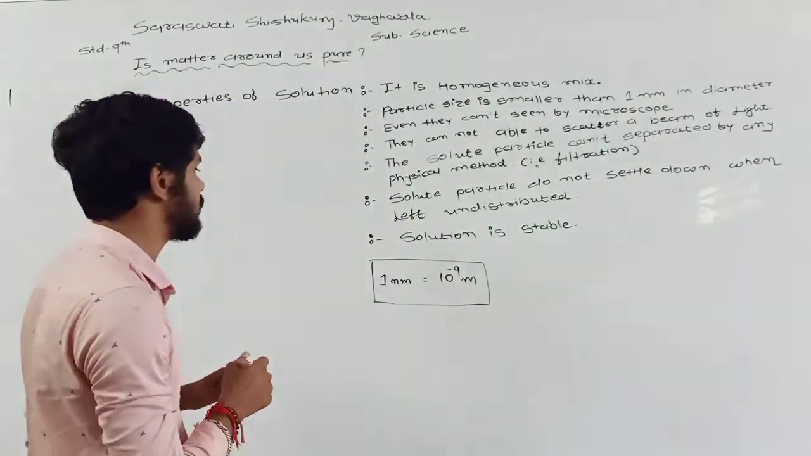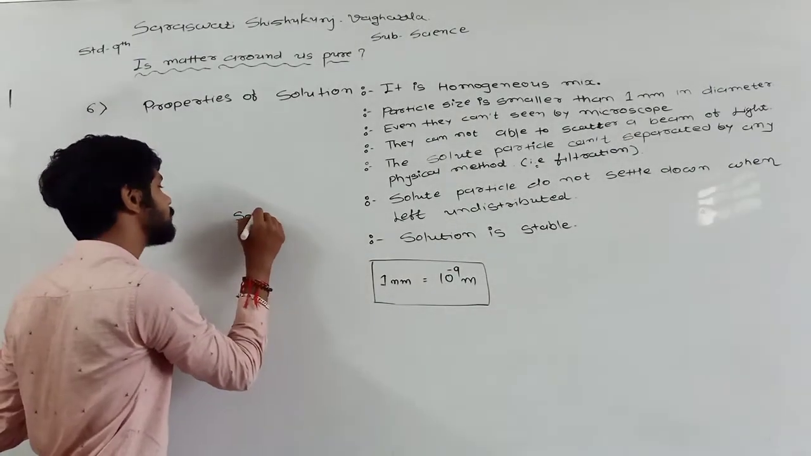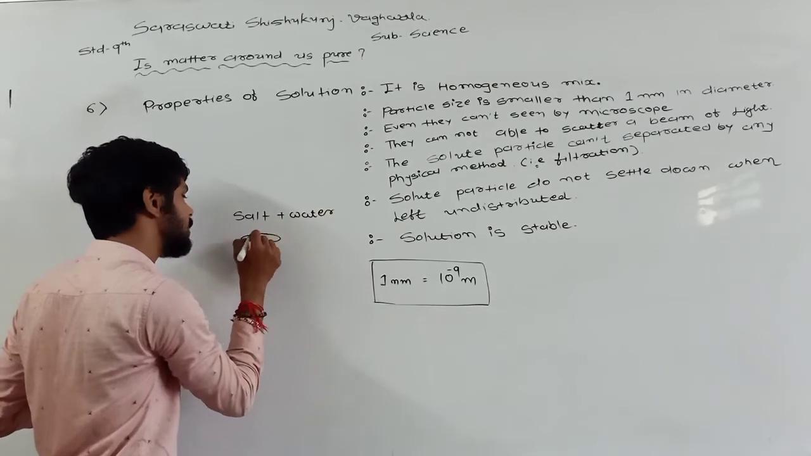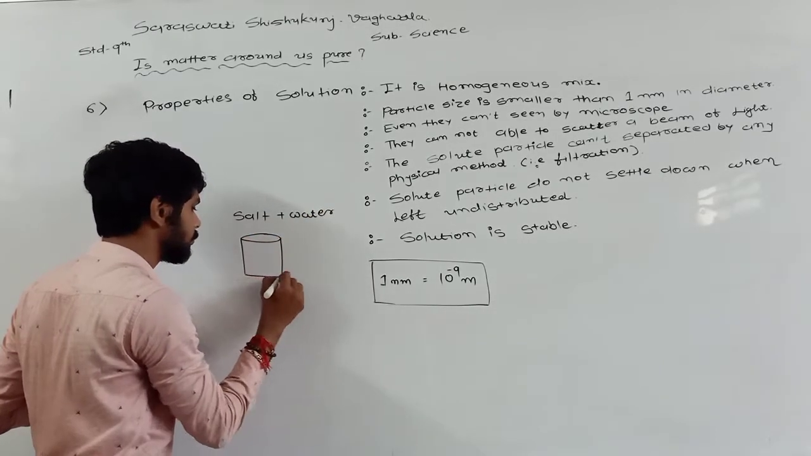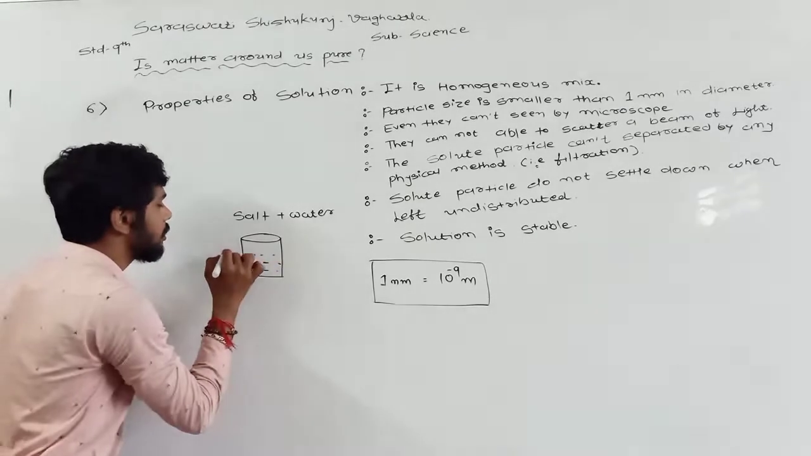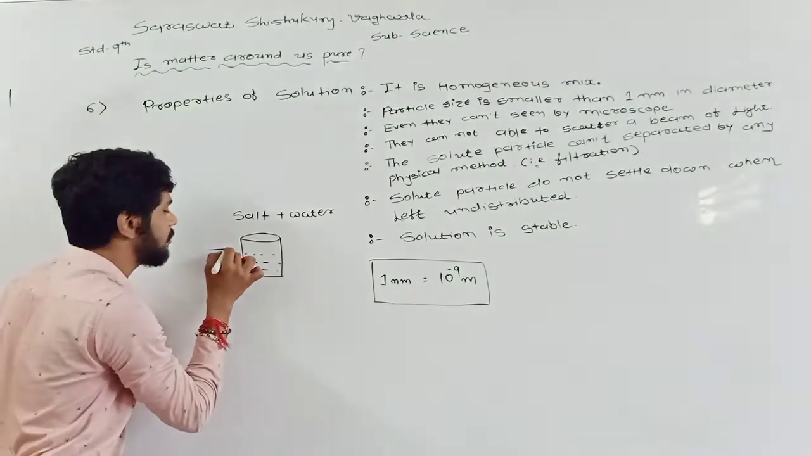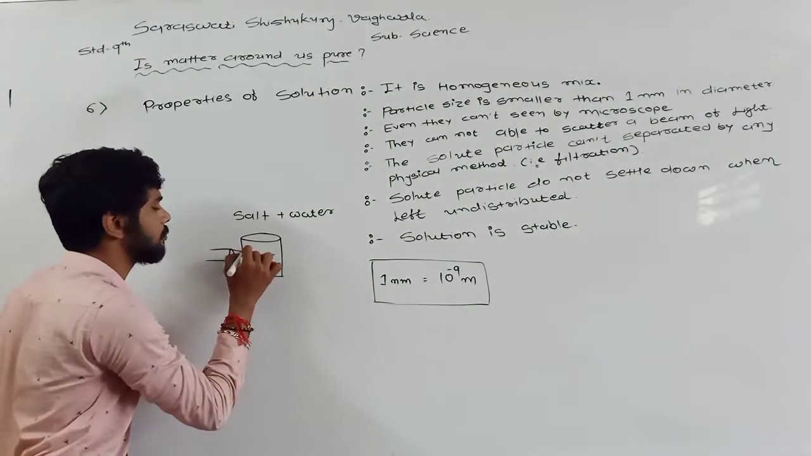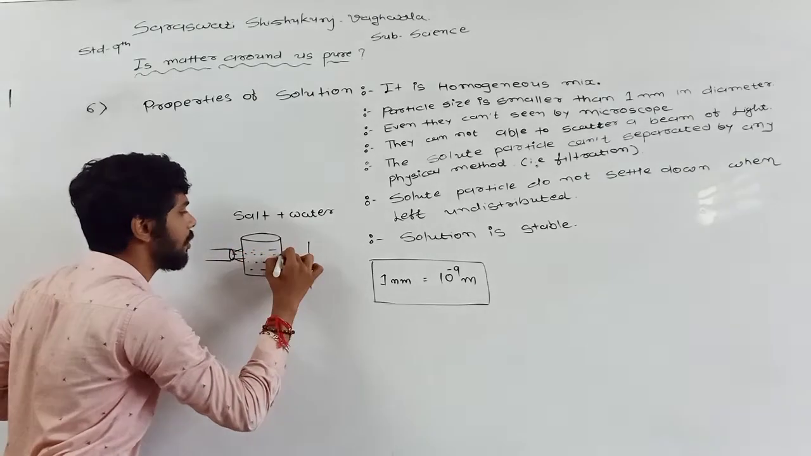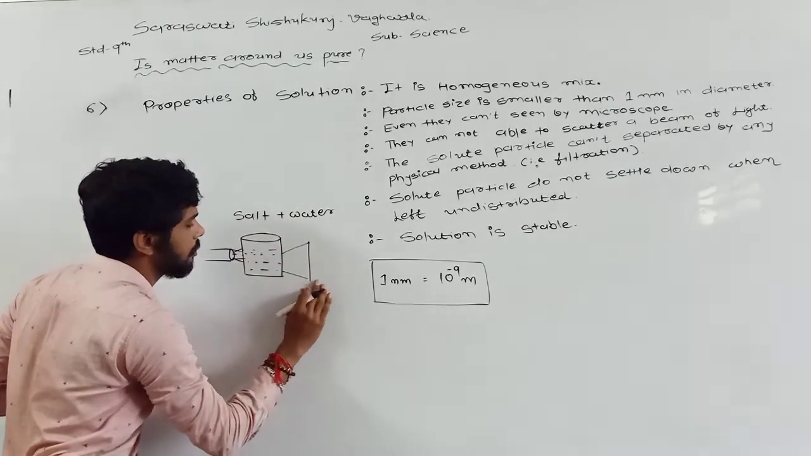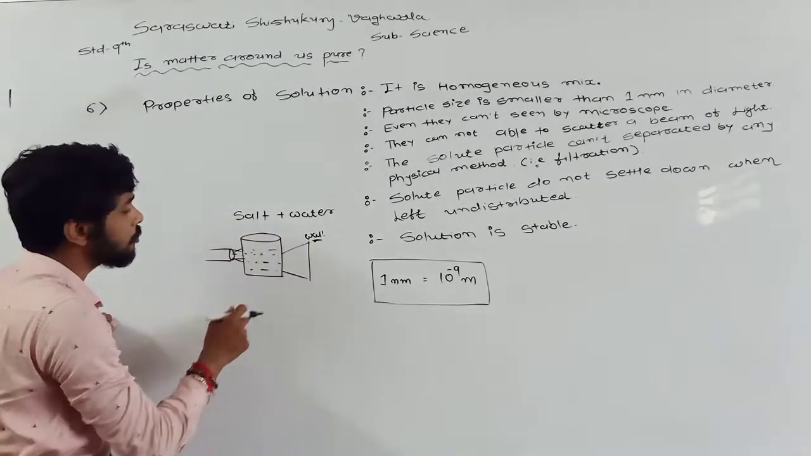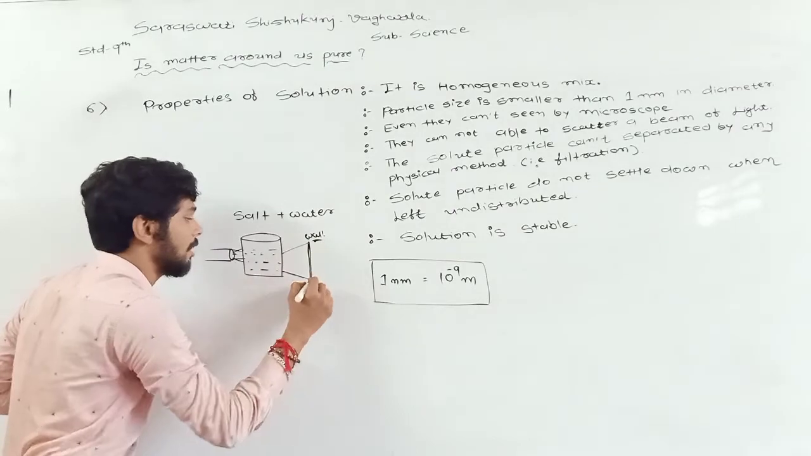But if you are talking about the solution of salt plus water, suppose this is the beaker and it is the solution of the salt and the water. Now if you pass the light through this solution, you will get the light on this wall. Suppose this is the wall. Okay, so you can see that light on this wall.